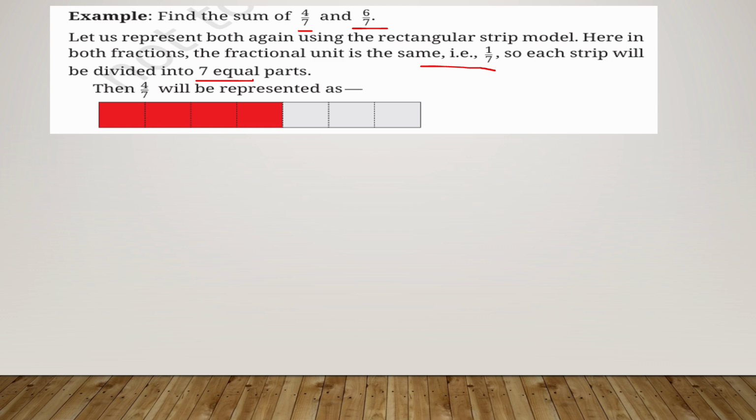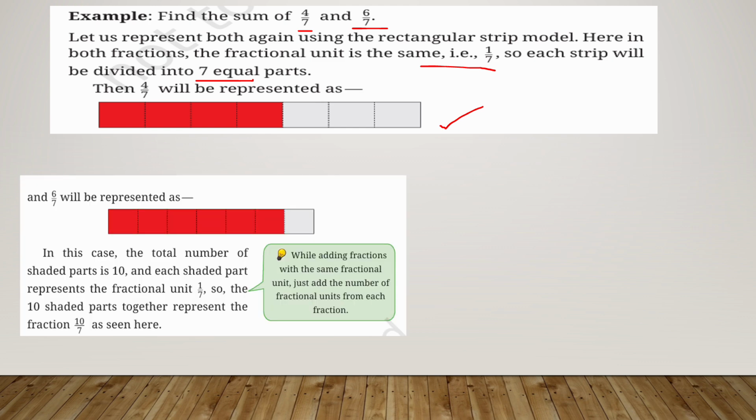7 equal parts. Then, 4 by 7 will be represented like this. See, a rectangular strip, it is divided into 7 equal parts. So, 4 by 7, how do you represent? By using 4 shaded parts out of 7. See, 4 by 7.